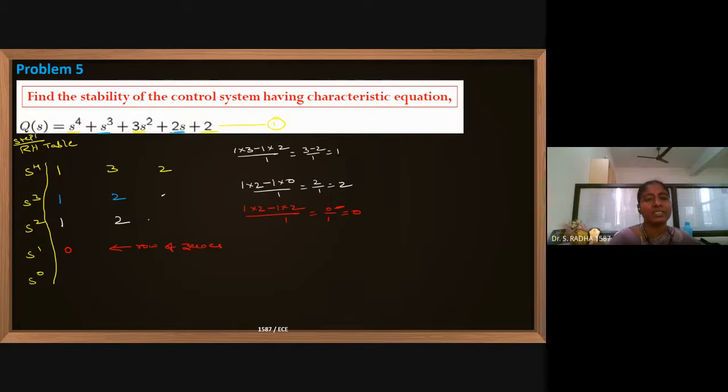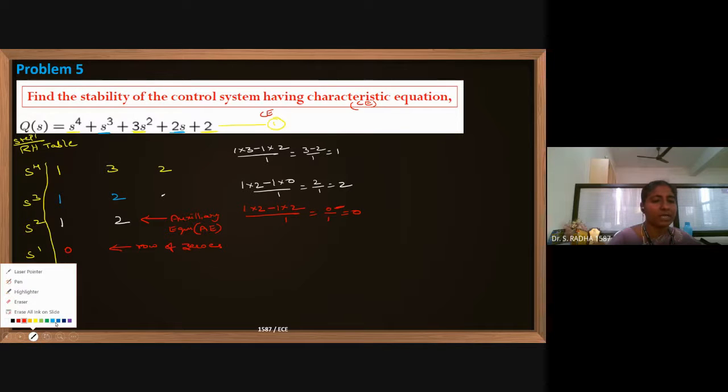In that case, just the previous row is called the auxiliary equation. In short, we write AE. Characteristic equation means CE, and auxiliary equation means AE. Now, what about the auxiliary equation?